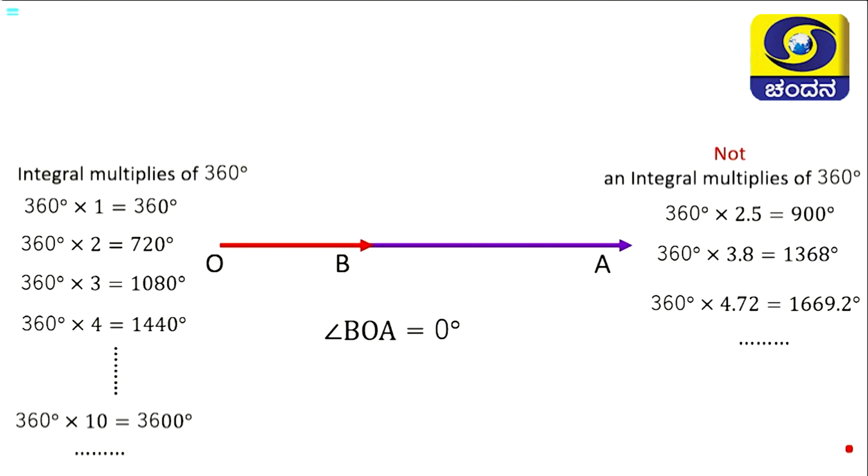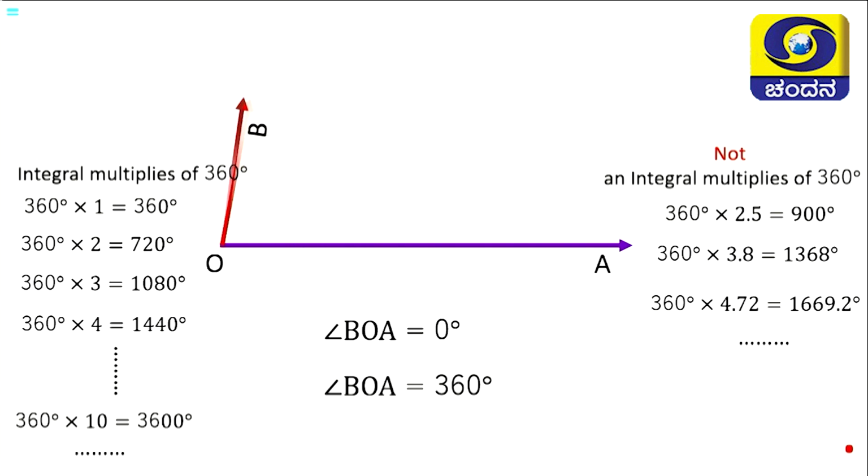Here is a ray OB which is already coinciding on that ray OA. What is the angle between them? The angle between them is 0 degrees. Do you think that it is always 0 degrees? Now look at this animation carefully. Now the ray OB, with O as center, is rotating. It has made one complete rotation. Therefore, it has created an angle of 360 degrees. So if the angle between the two rays is 360 degrees also, then we say the two rays coincide.